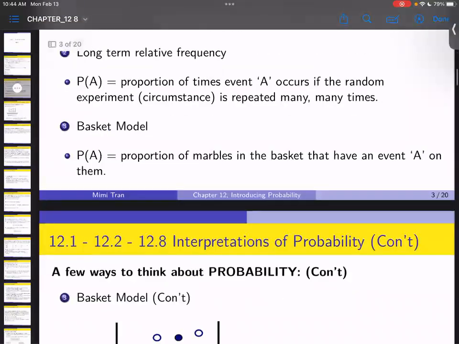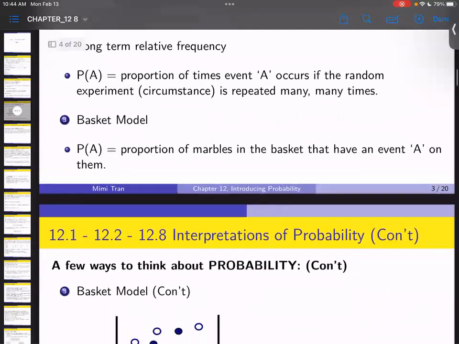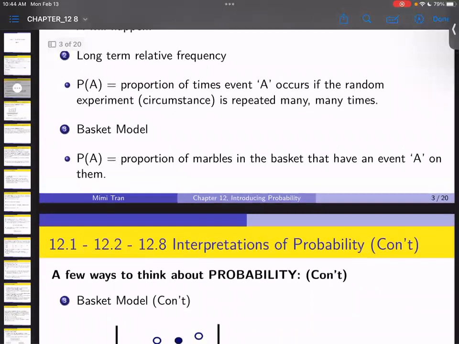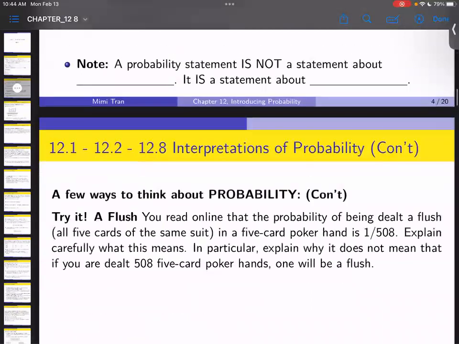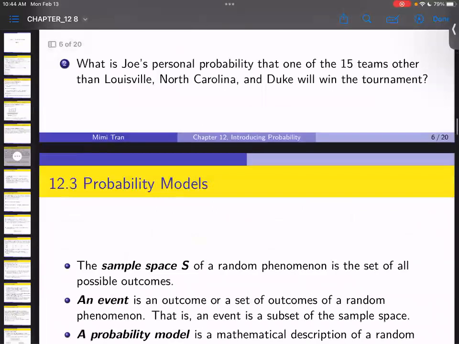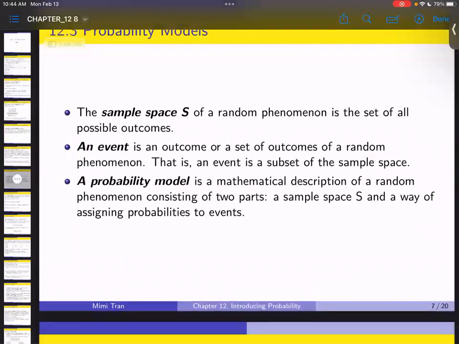And we talk about the basket model, which is a very important model. This is all about the probability that we're gonna use in this class. We talk about sample space. What is sample space? Sample space is all the outcomes that you can get.